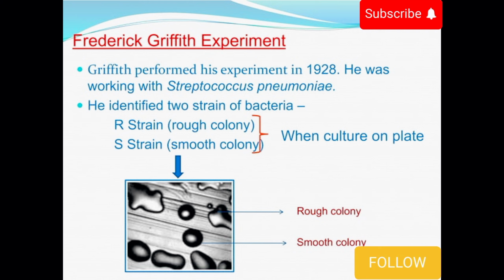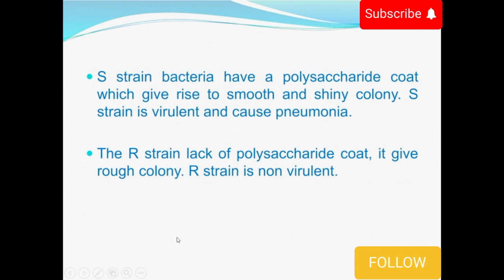There are two strains of bacteria, or we can say two types of bacteria. R strain, R for rough colony, and S strain, S for smooth colony when cultured on plates or petri dishes. The R type of bacteria produce rough colony and the S type produce smooth colony. S strain bacteria have a polysaccharide coat which gives rise to smooth and shiny colony. The S strain is virulent, meaning it is pathogenic and produces the disease pneumonia which causes death of an organism. And the R strain lacks the polysaccharide coat, it gives rough colony. R strain is non-virulent, non-pathogenic, it does not produce the disease and the organism will live.